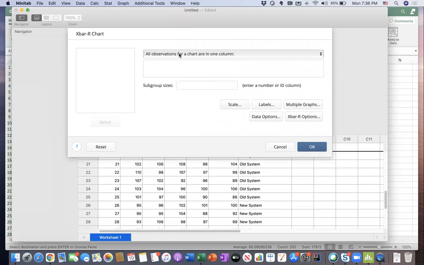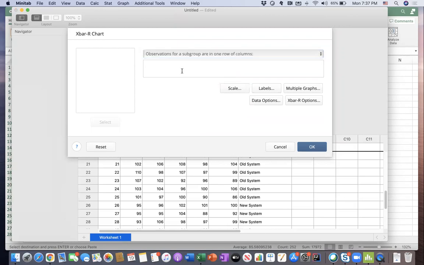It's important for us to know the structure of our data. We know that each subgroup is listed in one row. Therefore, we select the second one, where it says observations for a subgroup are in one row of columns. And you see that it gives the option to select your observations here.